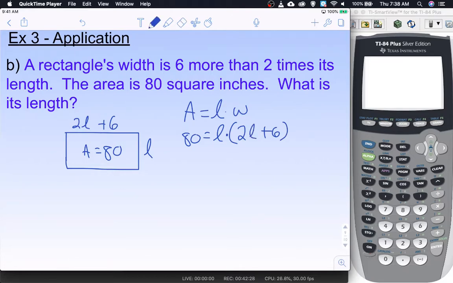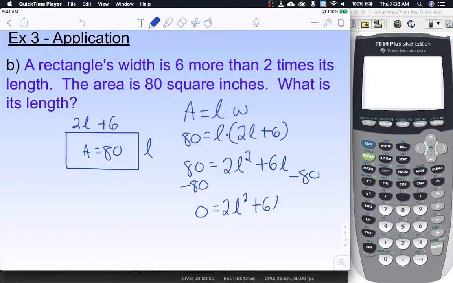I don't like doing cursive L's, but a regular L would look like a 1, so if that's as far as you got, see if you can go farther now. And now I'm just going to solve. So I'm subtracting 80 on both sides. 0 equals 2L squared plus 6L minus 80.